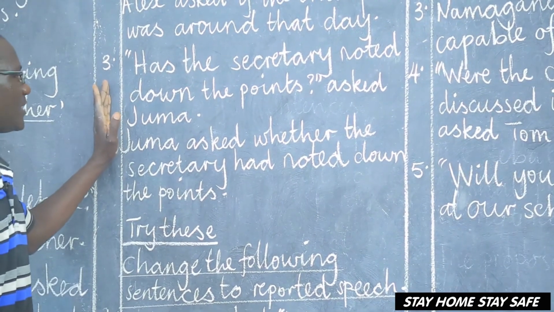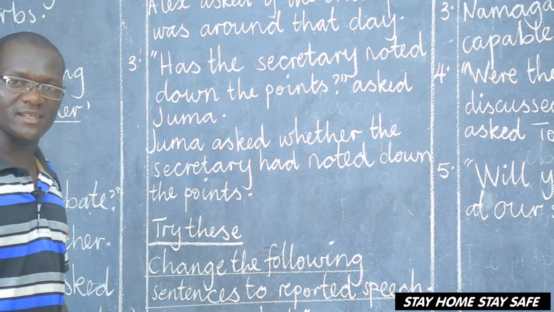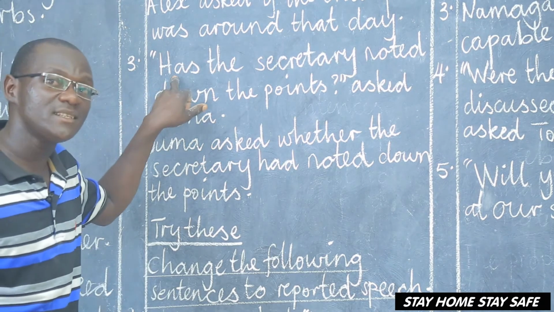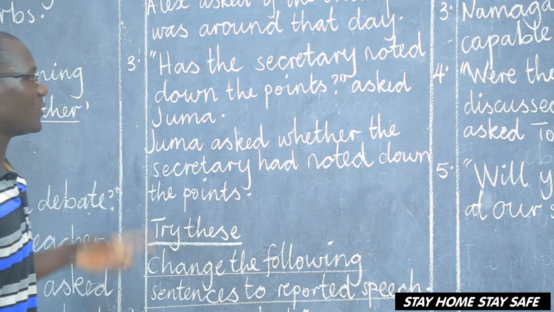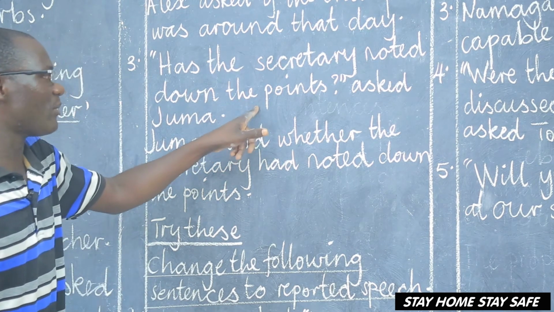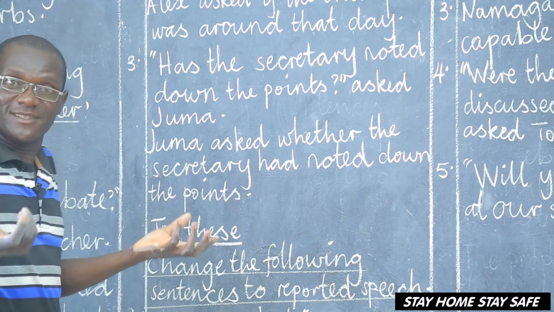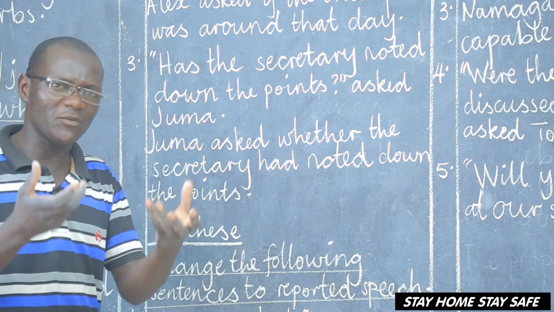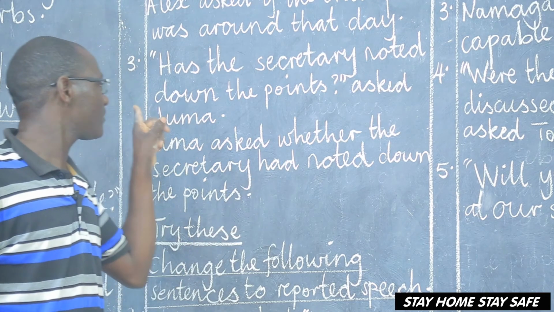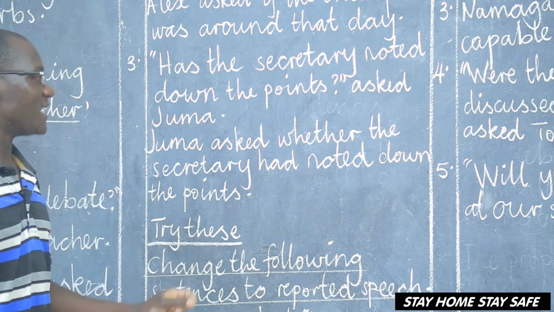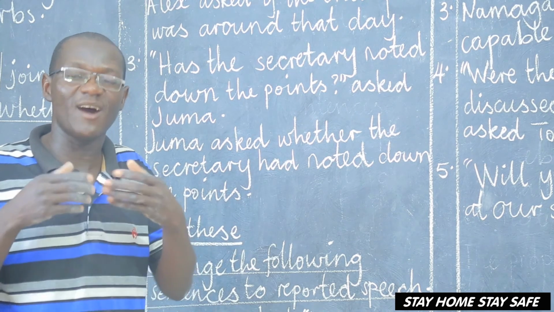Example number 3. Has the secretary noted down the points? Has begins our question. Therefore, has will change to had. Remember, in the perfect tense, we said the present perfect changes to the past perfect. So that is the tense. Has the secretary noted down the points? Asked Juma. When we are changing it to reported speech, we shall say Juma asked whether, or you can even use if. You say Juma asked if. But for me, I have said Juma asked whether the secretary had. Had comes from which word? Has. So Juma asked whether the secretary had noted down the points.